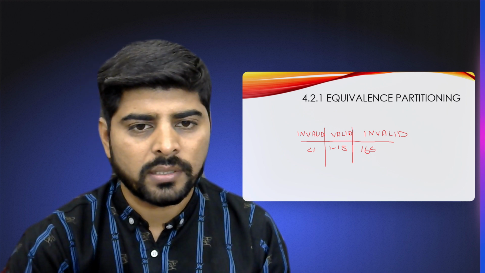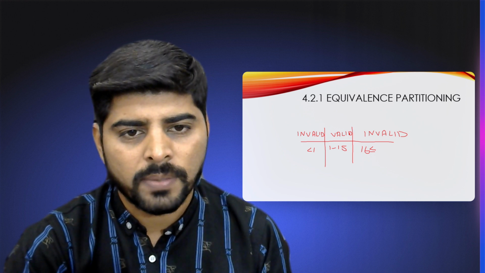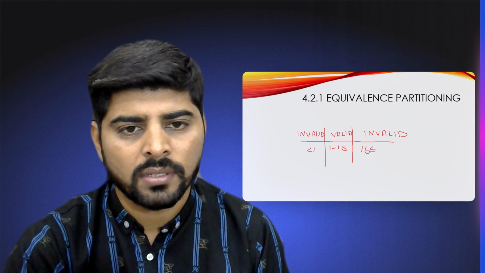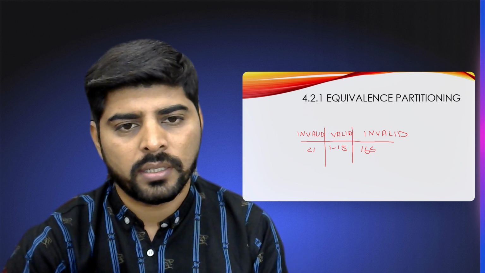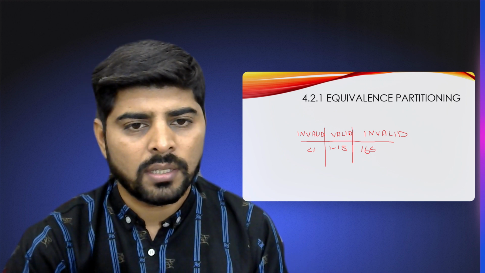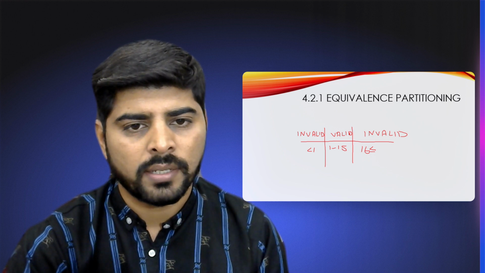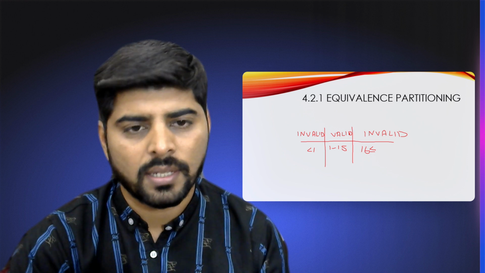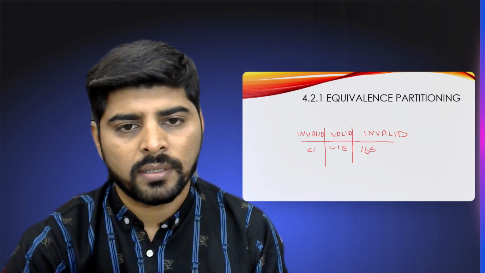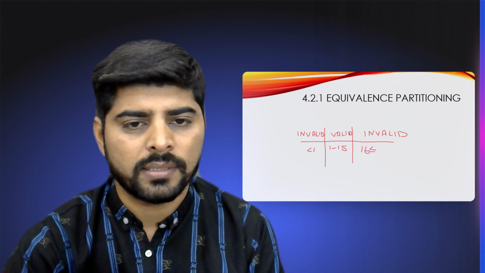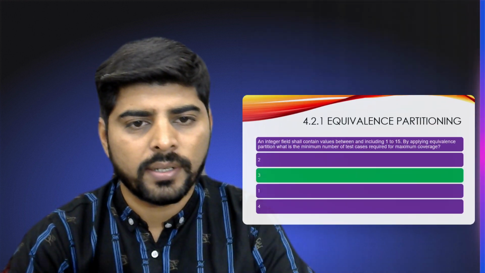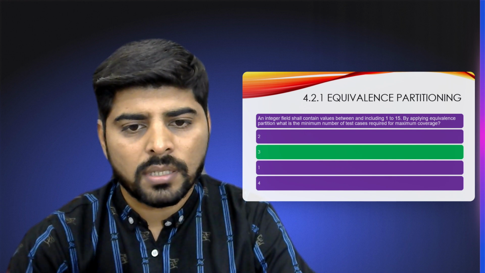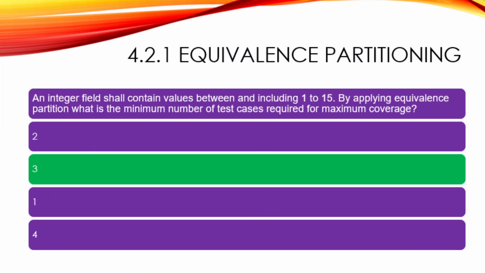If we say we have done 100% test coverage, then one test case will be picked from each partition. For example, in this case we can pick 2 to be tested in that field. Then we can test one digit from the invalid partition greater than 15, for example 17. And then one digit can be picked from the invalid partition less than 1, for example 0. In this case, we need 3 test cases to have 100% test coverage. Suppose, as you can see in the example, an integer field shall contain values between and including 1 to 15.